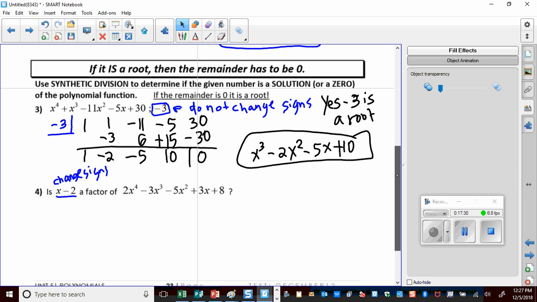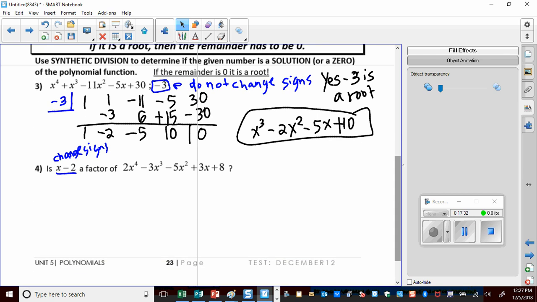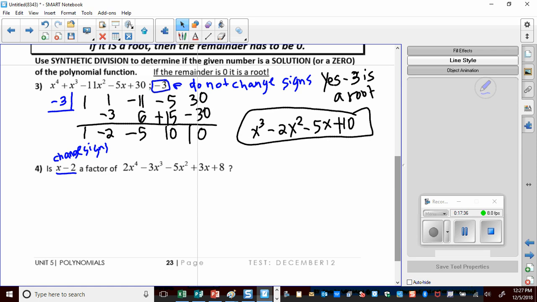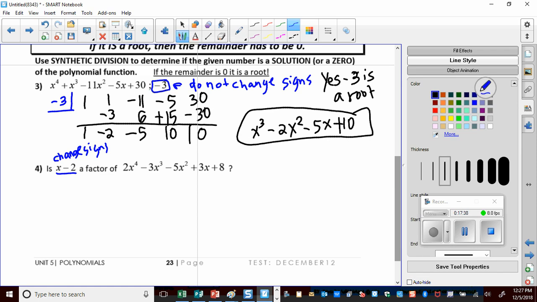Okay, so I think we're in a good place here. So we're going to change the sign of this to get the root. So we have our factor, change the sign to get the root. Then we put our numbers down, make sure it's in standard form. So we have an x to the 4th, x cubed term, x squared, x to the 1, and then my number term. So I write it out: 2, -3, -5, 3, and 8.